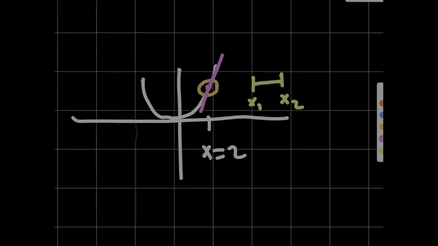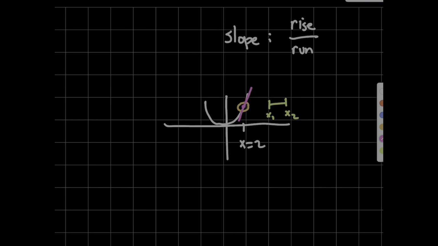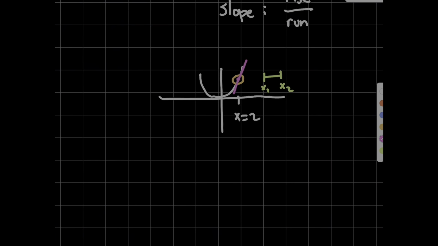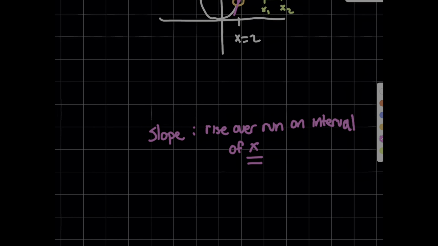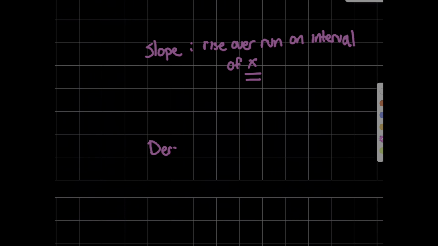So now what I want to look at is, okay, so we have this interval for slope. We don't really have an interval for a derivative, but what is the derivative talking about? And here's the key difference. Slope involves rise over run on an interval of x. However, the derivative is instantaneous rate of change.